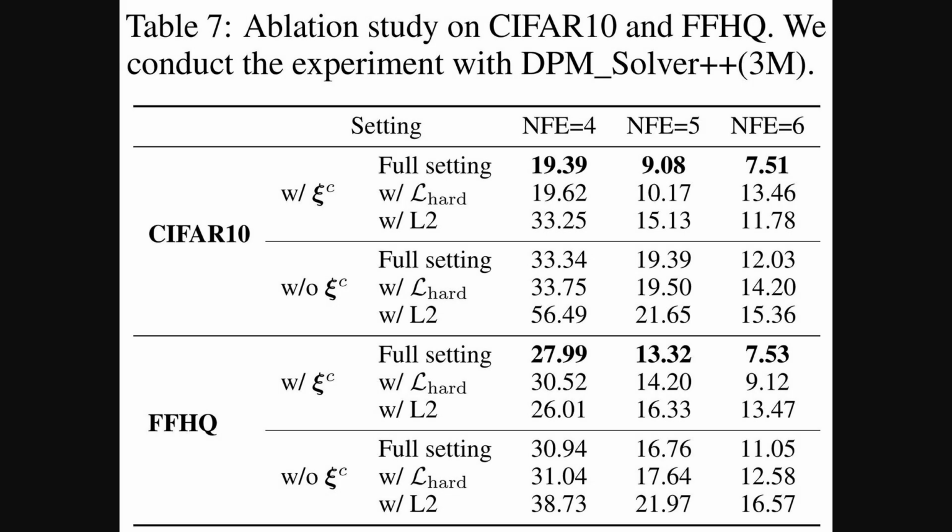Okay, so diving deeper, this Table 7 presents an ablation study on CIFAR10 and FFHQ using the DPM_solver++. It essentially breaks down LD3 to see which parts are most important. Well, notice how the full setting consistently gets the best FID scores compared to versions using hard teacher forcing with L_hard or simpler L2 loss. This really validates the effectiveness of that soft teacher forcing objective we discussed earlier.